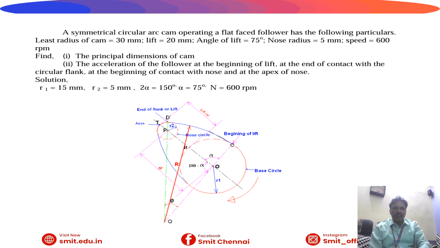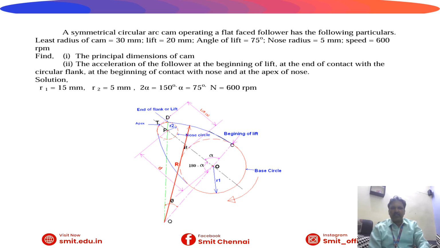The problem is a symmetric circular arc cam operating a flat face follower with the following particulars. Least circle radius is given as 30 mm, stroke is 20 mm, angle of lift alpha is 75 degree, nose radius is 5 mm, and speed is 600 rpm. These are the various things we are going to find. That is the principal dimensions of the cam.